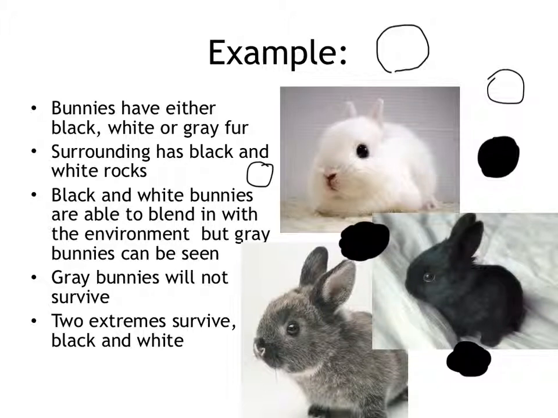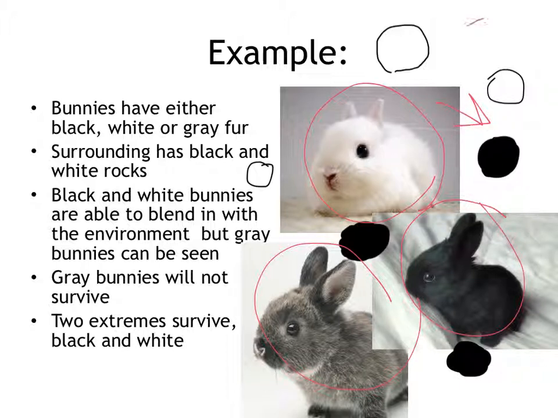Here's an example of disruptive selection. Let's imagine a population of diverse bunnies with three different fur colors, these colors being black, white, and gray. In their environment, the only rocks present are black rocks and white rocks. Due to this environmental condition, the gray bunny cannot blend into its environment and stands out to predators more, thus decreasing its chance for survival. This leads to a decrease in intermediate phenotypes among the bunny population.